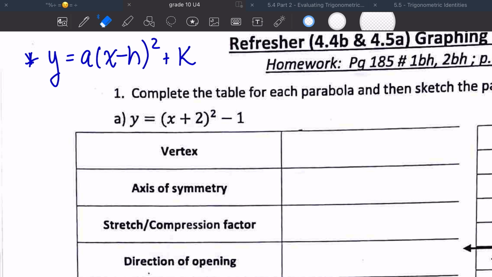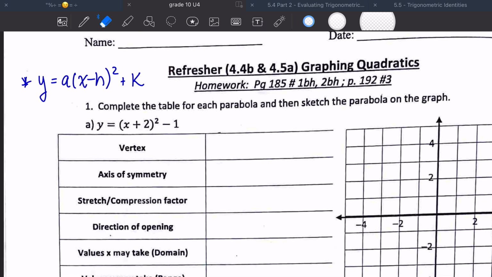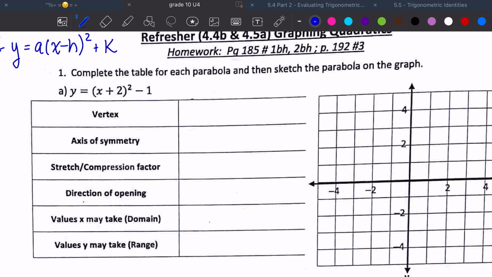Perfect. And then last but not least, K. What does K do? It's the vertical translation. So if it's positive, you're going up, and if it's negative, you're going down. Right? So the easiest way to start graphing these is, where is my vertex? That's my starting point. And then we can do step pattern from there. So all of these things are kind of old. Like, we've done it before. We will practice again.